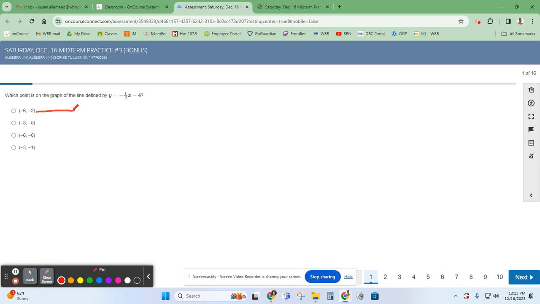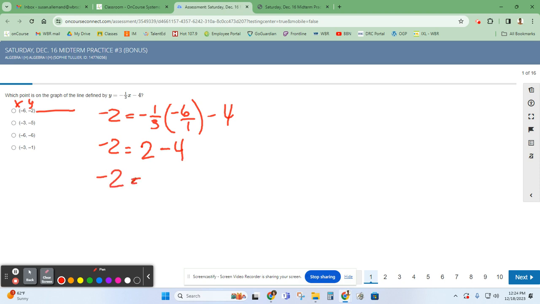If I try this one, this is my X, this is my Y. I'll have -2 equals -1/3 times -6. I'm going to put that as -6/1 minus 4. That gives me, when I multiply here, a negative times a negative gives me a positive. 6/3 is the same as 2, so it's a +2 minus 4. And +2 minus 4 is -2. So this is the right answer.